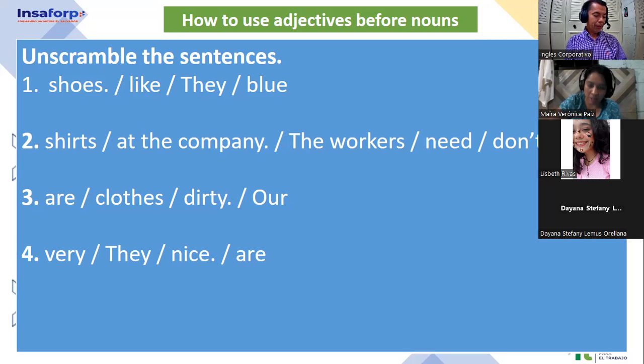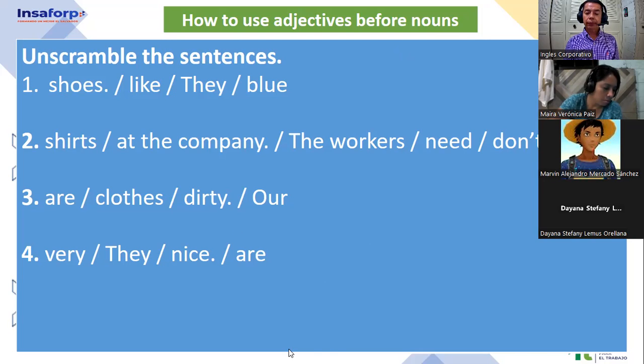Sí. ¿Están de acuerdo? Sí. The workers don't need a shirt in the company. No, ahí me enredé ya. The workers don't need a shirt in the company. The workers don't need white shirts in the company.